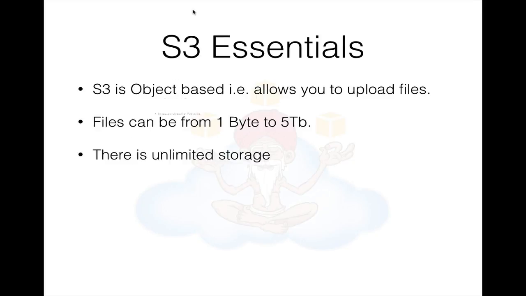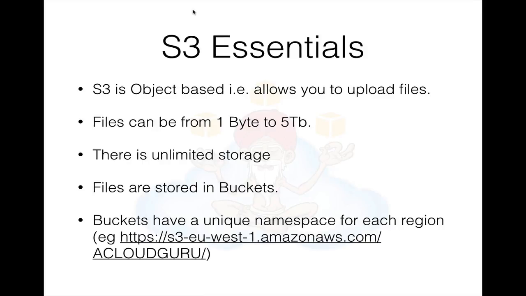There's unlimited storage, and files are stored in things called buckets. Think of a bucket as a directory, like you would have on any Windows or Linux file system. The only difference between a directory and a bucket is that buckets have a unique namespace for each given region. So for example, if I wanted to create a bucket called A Cloud Guru in the EU West region, that namespace would then be reserved. So somebody else using another Amazon account could not go in and create an A Cloud Guru bucket.